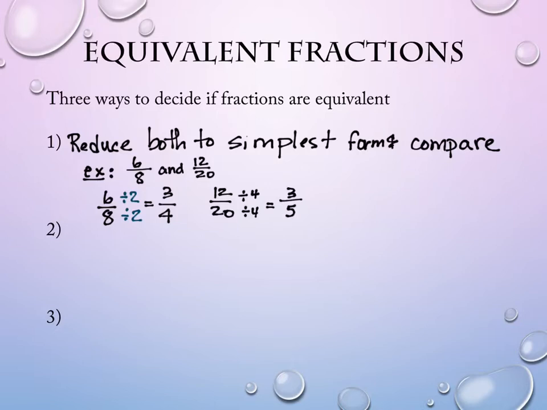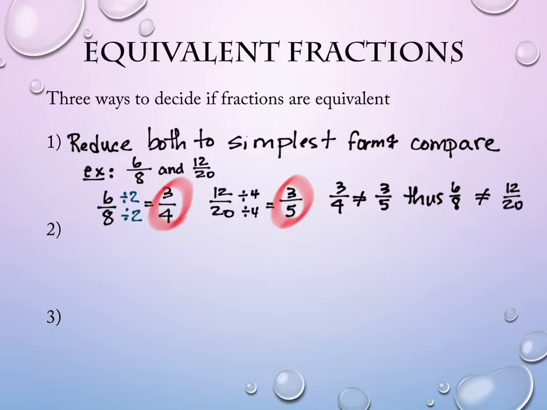So the two fractions that we're actually comparing right here now are 3 over 4 and 3 over 5, and what can you tell me about them? Yeah, they're in their simplest form, and they're not the same, right? They're different. So since the 3 over 4 that we got is clearly not equal to 3 over 5, what that tells us is that the 6 over 8, we'll put a word between them. Thus, 6 over 8 does not equal 12 over 20. Is that okay?